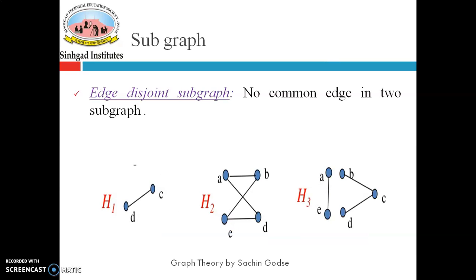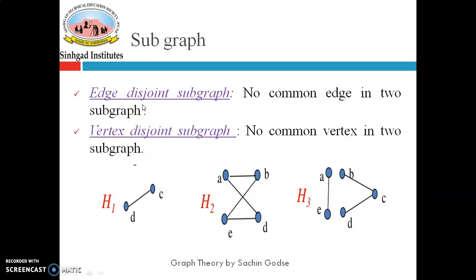so it is not called a spanning subgraph, but it is a subgraph. The next term is edge disjoint subgraph. A subgraph is called an edge disjoint subgraph if there is no common edge in two subgraphs. If you see the example here, H1, H2 and H3 are the subgraphs. Here DC, AD, BC, there is no common edge in these subgraphs. That's why these subgraphs are called edge disjoint subgraphs.